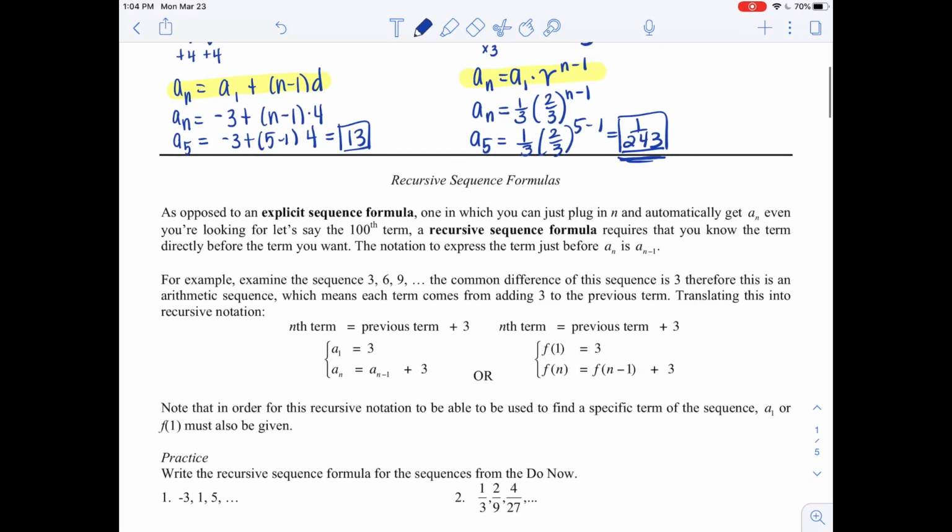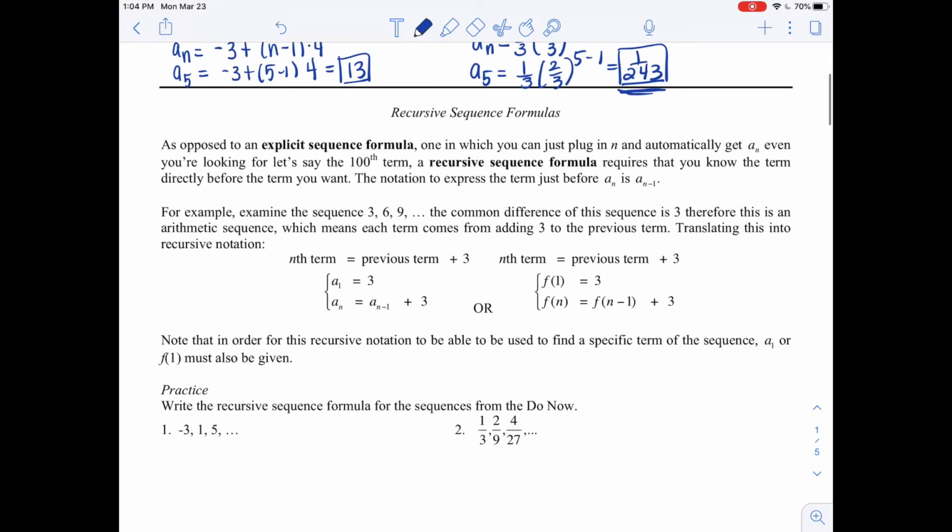Okay, what we're going to look at today is what happens when you're dealing with a recursive formula. So what makes a recursive formula different is that you have to be told what the term is before the term that you have, before the one that you want. Okay, so if you take a look, and I'm going to use the definition on the left-hand side because I think that's going to be more like what you should expect to see.